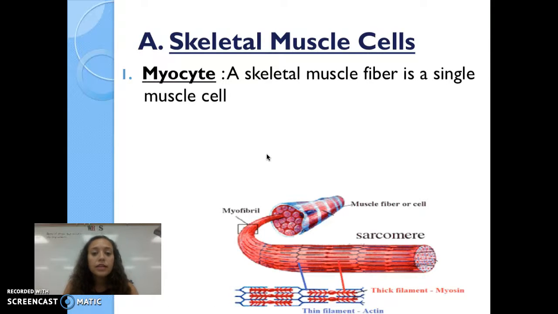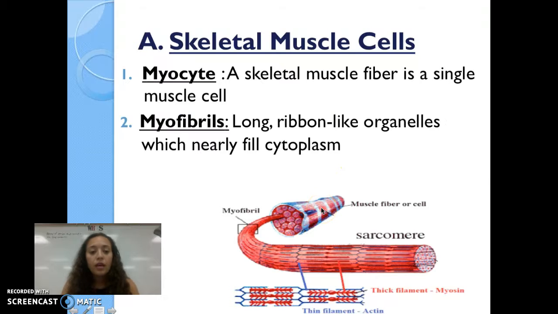Okay, so a skeletal muscle cell is called a myocyte. Myo means muscle, cyte means cell. A skeletal muscle cell is a single muscle cell. Remember, this right here would be your entire muscle cell. We'll talk about the myofibrils in a second, but it can be confusing because everything looks cylindrical. Just remember that your entire cell itself has that tube shape to it.